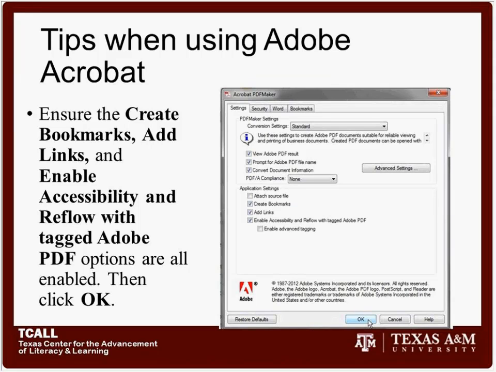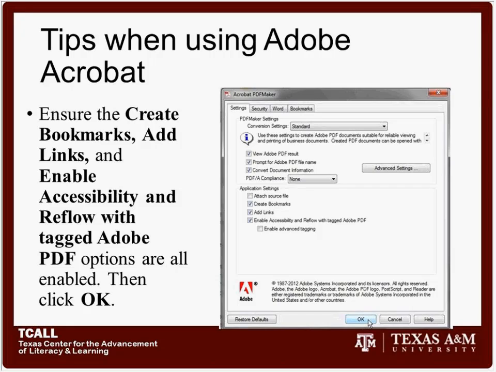Tips for when you're using Adobe Acrobat: ensure the Create bookmarks, add links, and enable accessibility and reflow with tagged Adobe PDF options are all enabled. Then click OK. And you do that just by going to your settings if you have Adobe Acrobat there. And I don't have it on this machine. I do apologize. I had to switch machines at the last second. So again, if you need some help with that, feel free to call me. I can walk you through. Just go into your Adobe Acrobat and click on those settings, and it'll allow you to make those selections.